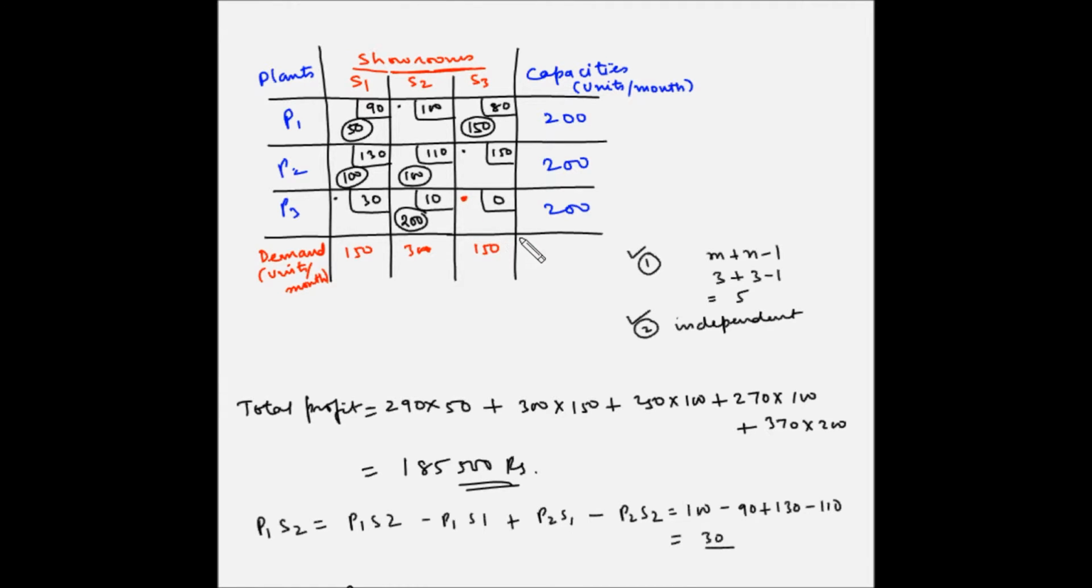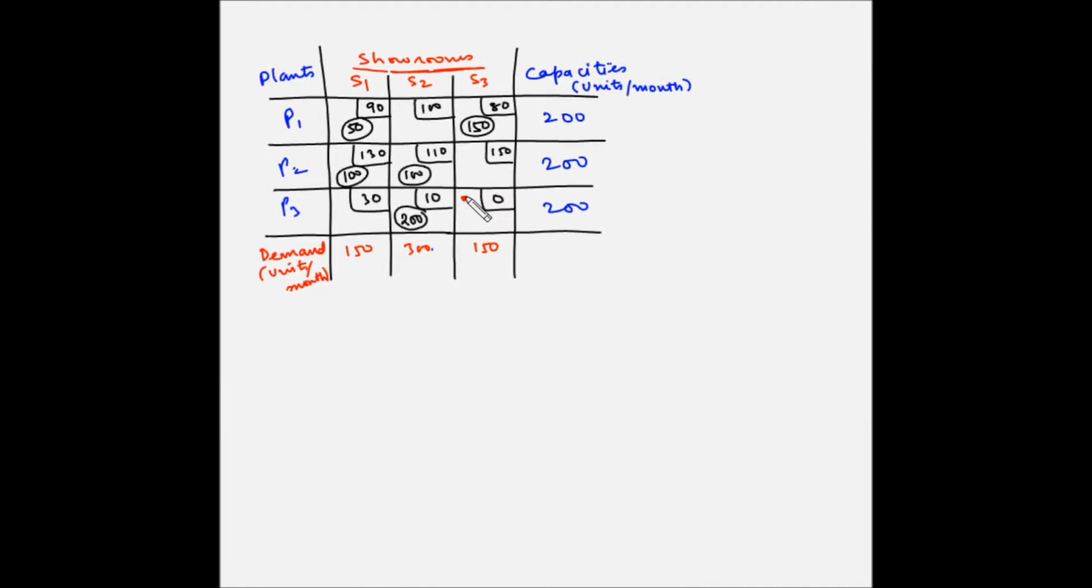So now let's iterate towards optimality and find out an improved solution. So now that we have identified P3S3 as the water square with the negative net cost change value, let me draw the closed loop that we had identified for this water square.